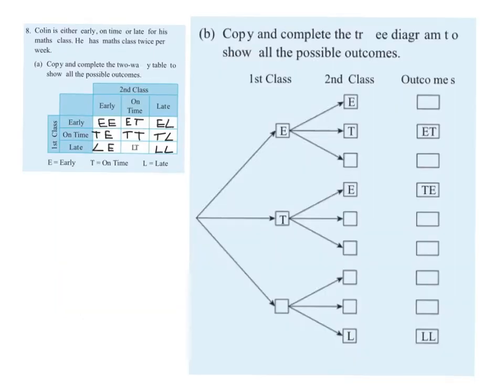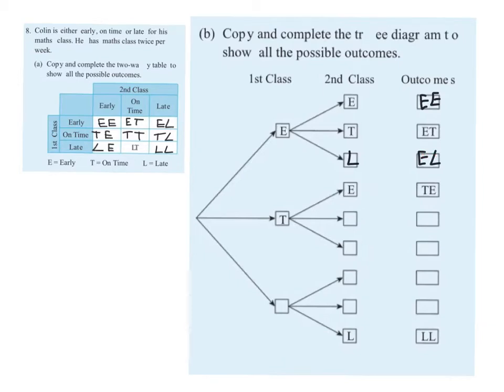The second part of that question then asks you to put the letters, so each outcome, into this table. So if we look at the early, which is the first branch of our tree diagram, we have early and early, early and on time, and the final one is early and late. So we're going to put an L in here and fill those outcomes in. We have E, E, E, L. Okay, and I just looked at E, T, that's that one there, E, L.